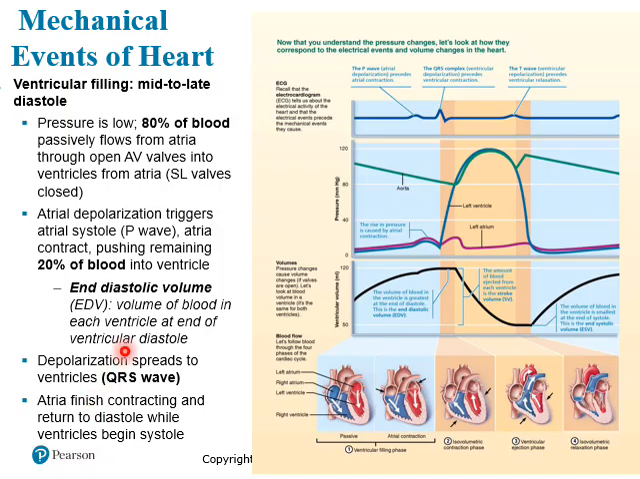The first thing that's going to happen is ventricular filling. This is when the ventricles start to fill, in mid to late diastole. The ventricles are relaxed; they are in diastole. The pressure is very low. 80% of the blood is going to passively flow from the atria through the open AV valves into the ventricles, and the semilunar valves are closed here.